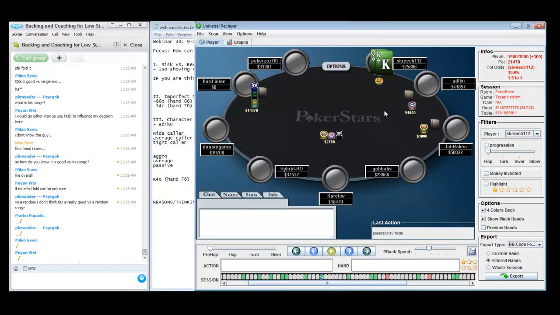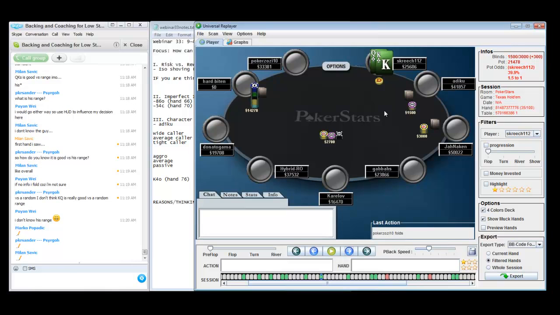Every single person here. If you had to estimate his range, guess his range. So, just write out a range.